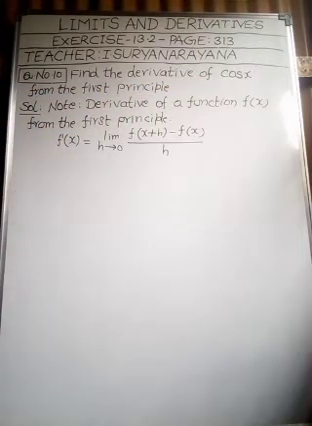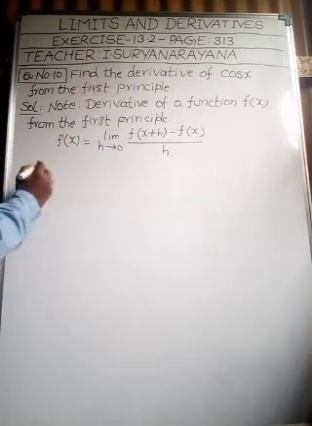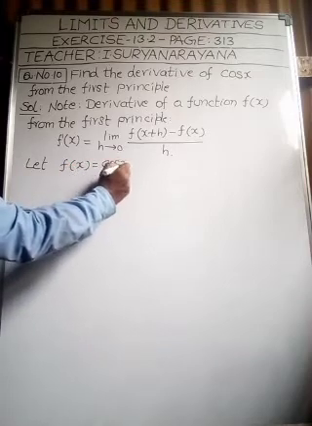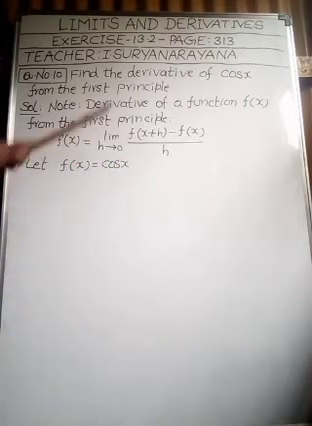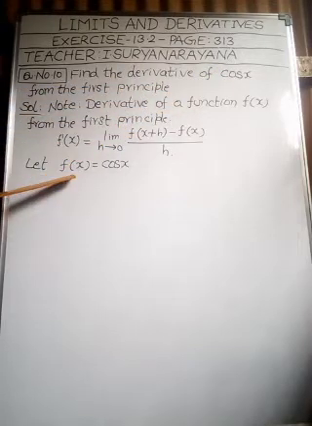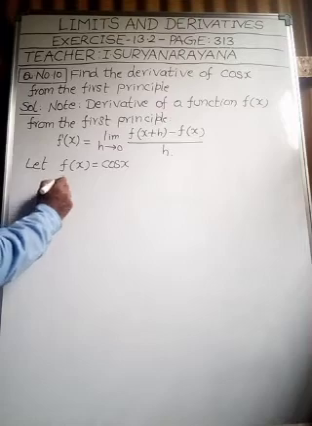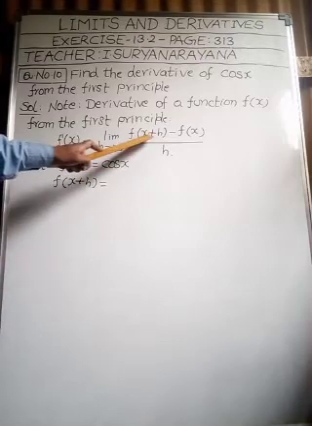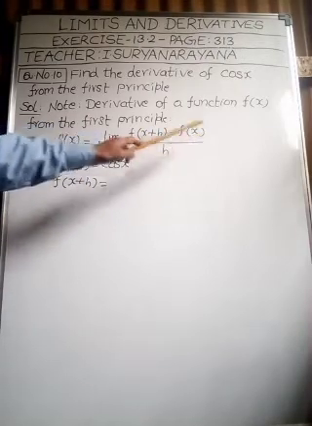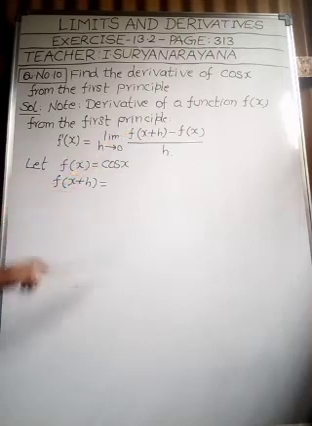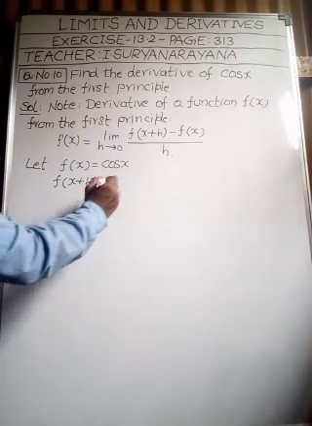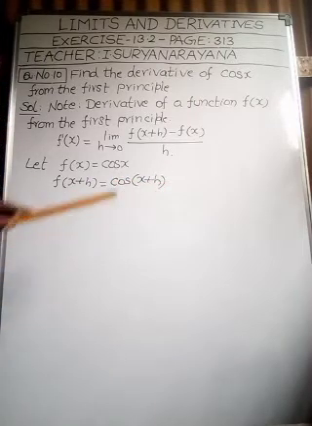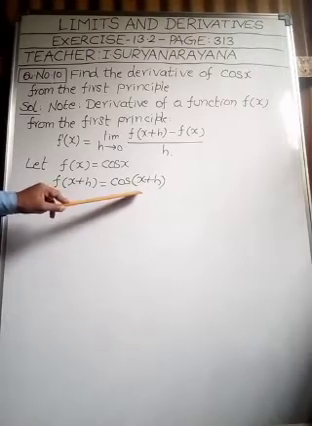Right. Now let us assume that f of x is equal to cos x. Then f of x plus h. Because the f of x plus h term is there, and the f of x term is also there, to substitute these values we are finding the values separately. f of x plus h is cos of x plus h. In the place of x, we have to write x plus h. Understood this step, my children? Right.